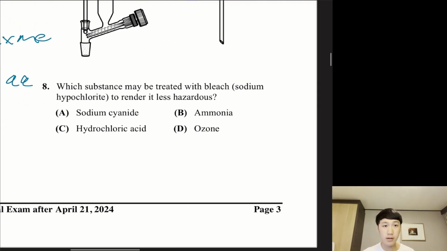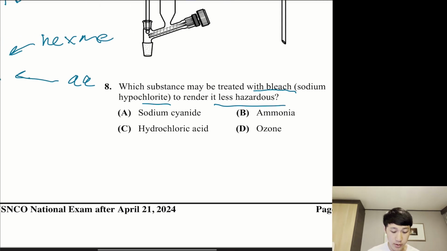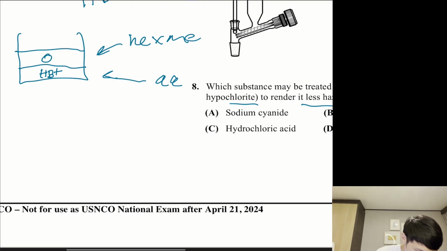Problem 8. Which substance may be treated with bleach, sodium hypochlorite, to render it less hazardous? So this is a very trivia-like question, and you kind of have to know the chemistry of hypochlorite. But let's first start with properties. Hypochlorite, OCl-, is an oxidizing agent in most cases.